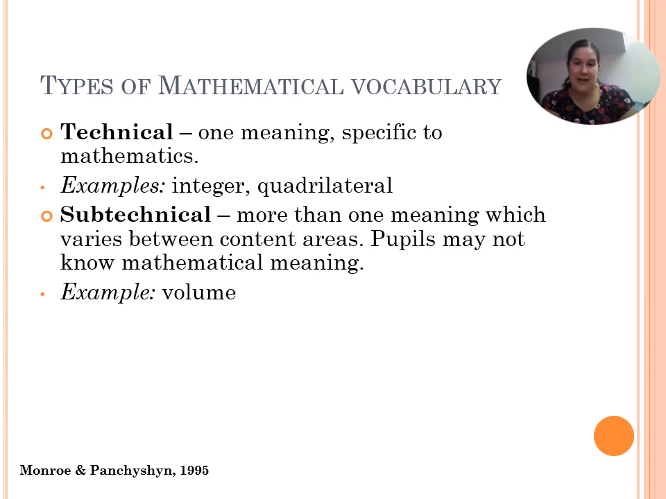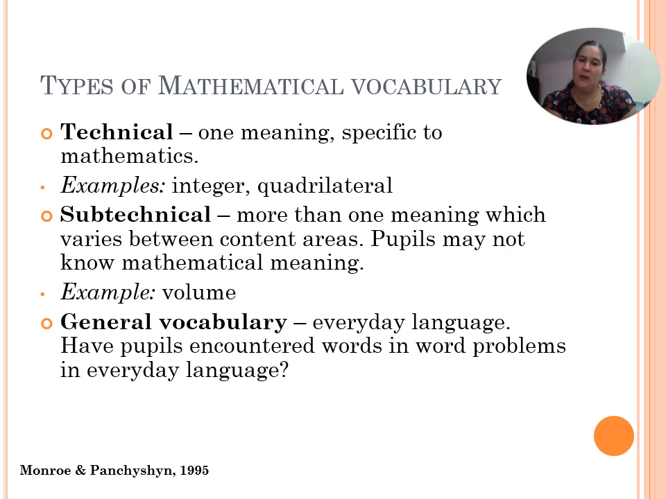Then we have the sub-technical vocabulary, and we're actually going to spend a little bit of time in a moment unpicking this vocabulary. So sub-technical vocabulary has more than one meaning, which varies between different content areas. So actually pupils might not understand or know the mathematical meaning. So volume is an example of this, and as I said, we'll look at further examples in a moment. Then they talk about general vocabulary. So in mathematics, we use worded problems, and we also explain using our general everyday vocabulary. But actually, if pupils haven't encountered that particular word or those particular phrases before, then they can't even access the maths because they don't understand that vocabulary.